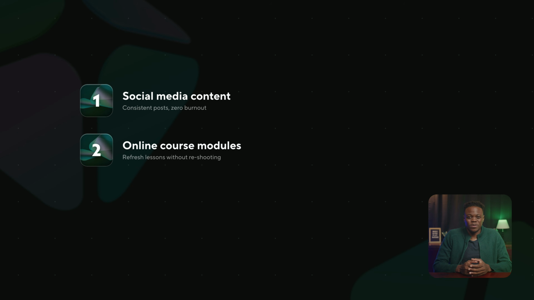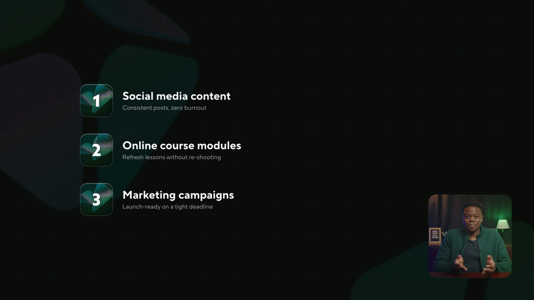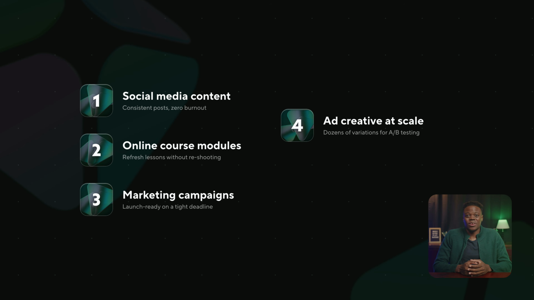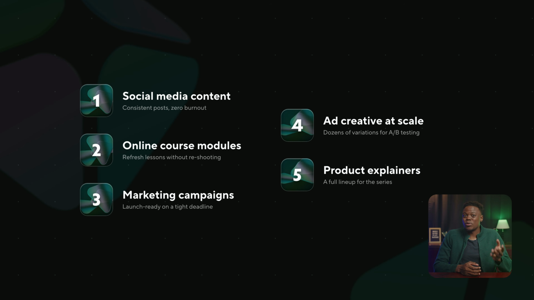Next, think online course modules. Course content goes out of date and fast, and the old fix was setting up the camera, your lights, and re-recording every lesson from scratch. Maybe it's a marketing campaign and you need a batch of ads shot and edited on a tight deadline, or a full lineup of product explainers for a series. This batch workflow works anywhere you need content in abundance.